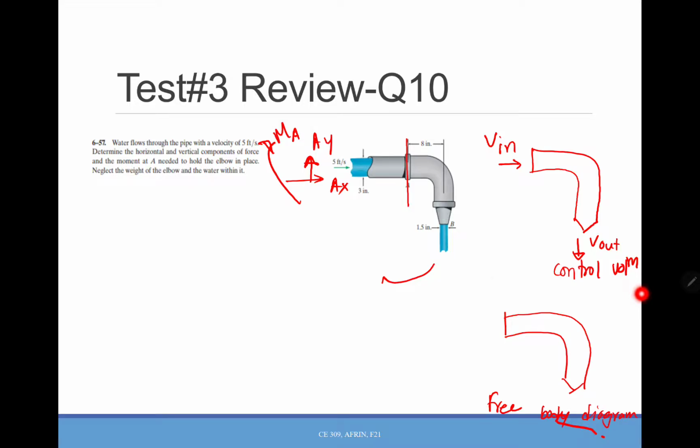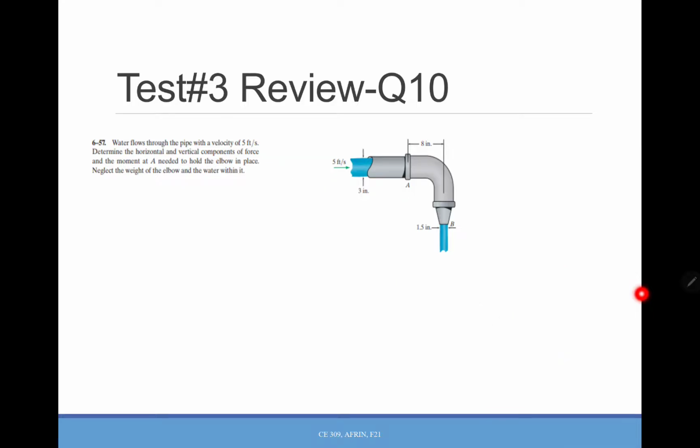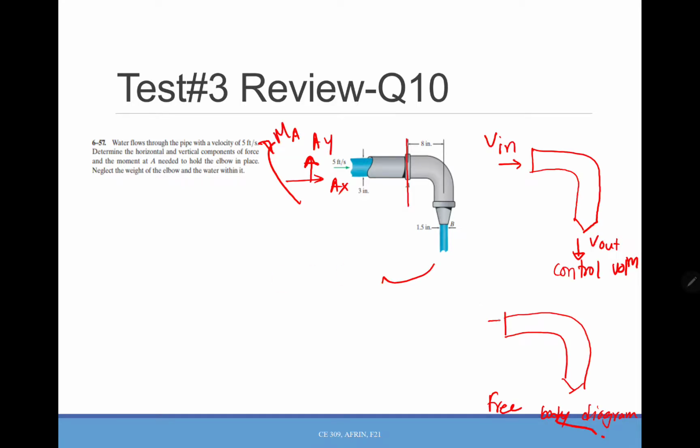okay, for the free body diagram at A we don't know the pressure, so we need to calculate the pressure here, and here PB is 0, which is good. And we don't need to consider the weight of the elbow and the water, which is good. So the only external forces we have here are AY, AX, and this pressure force.